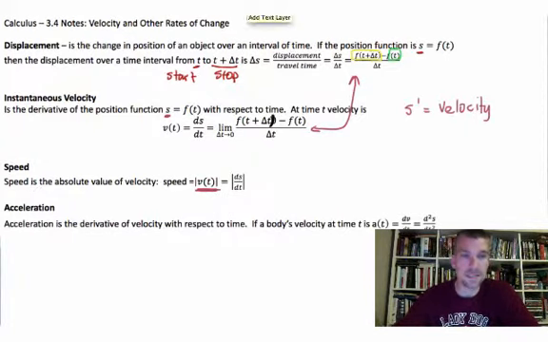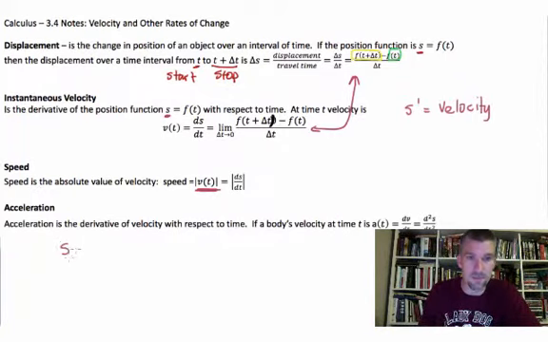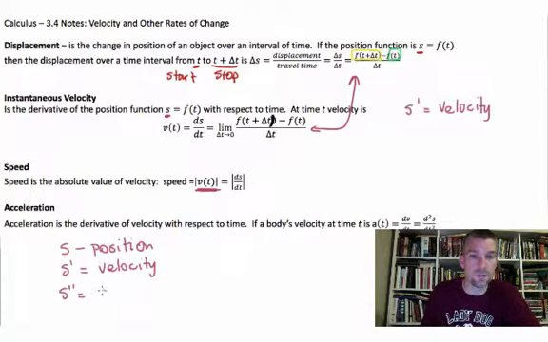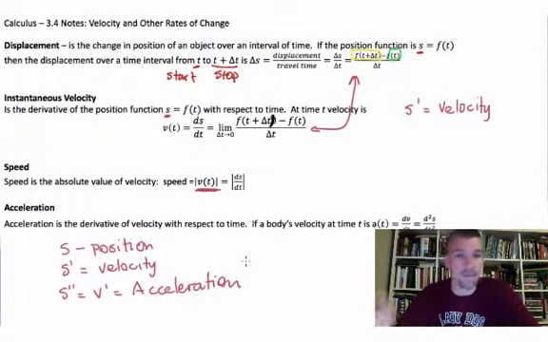All right. Last thing is acceleration. Acceleration is the derivative of the velocity. So if my position function is s, and s prime is velocity, then s double prime, which is equal to v prime, will be equal to my acceleration. So when you're asked to find the acceleration of an object, take two derivatives. If they give you a velocity and ask you to find the acceleration of an object, take a single derivative.